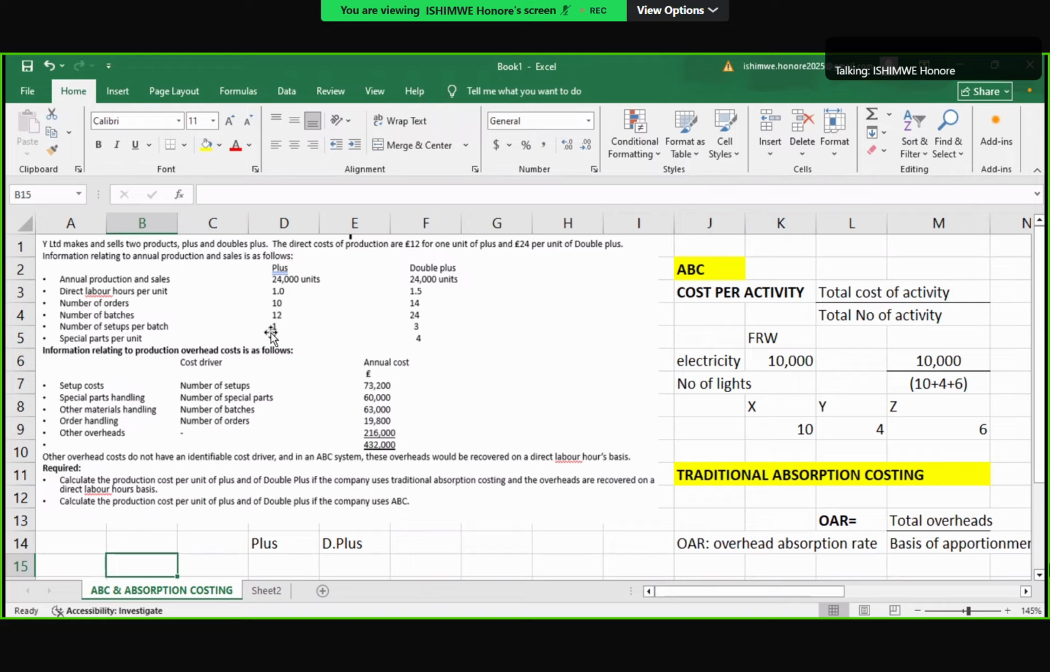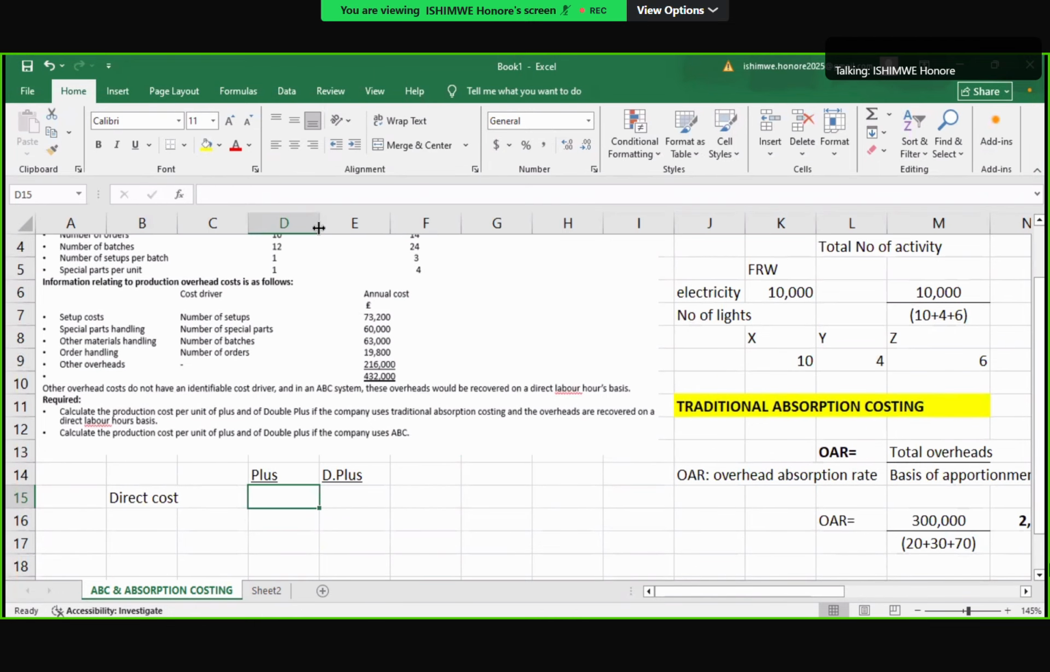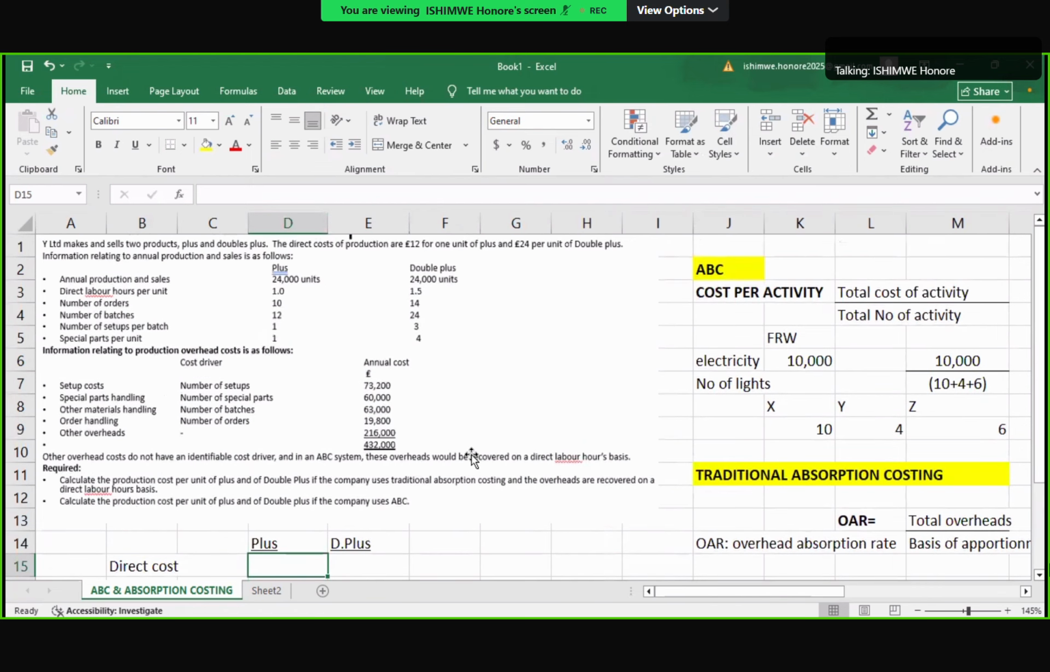So they give you direct cost. We have the direct cost in total, which is 12 and 24. We might be determining it for the whole production and then dividing by the number of units produced, or we can do it per unit. But to ease our life, let's say 12 is per unit, so I have to multiply by the number of units they produce.